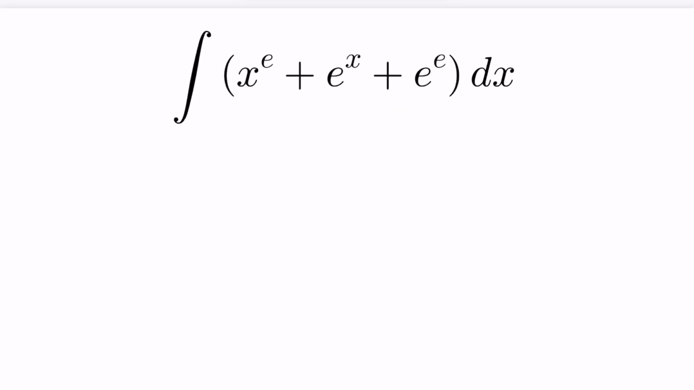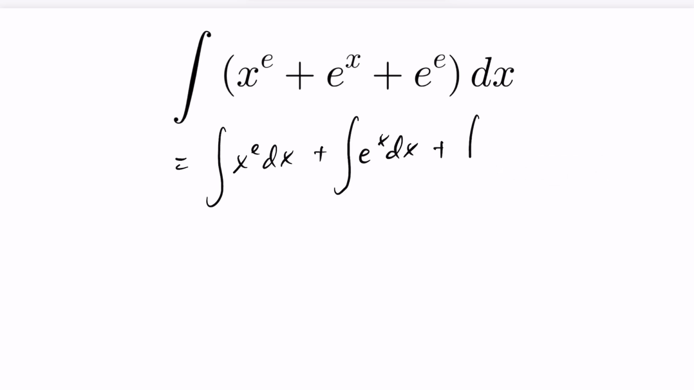So I can write this as the integral of x to the e dx plus the integral of e to the x dx plus the integral of e to the e dx. Now, if you take a look at our first one here, this is just your power rule applied. If I go to take the integral of this, I need to think of a function whose derivative is going to be x to the power of e.